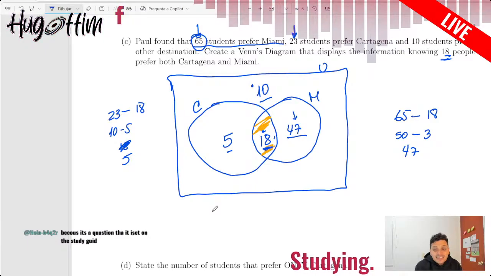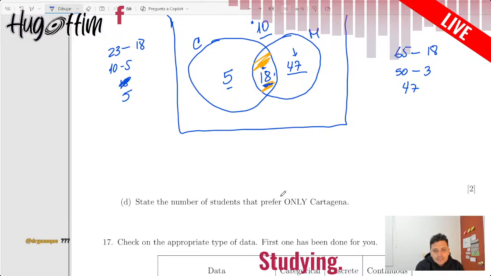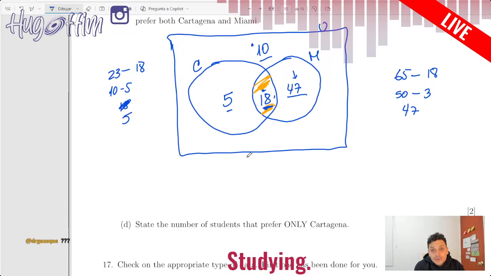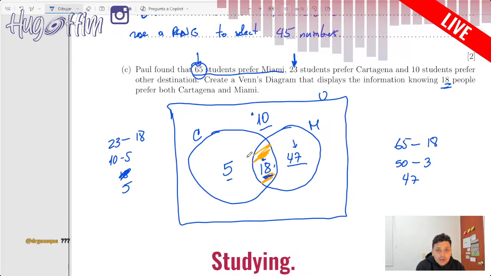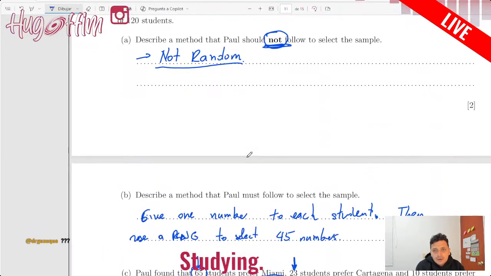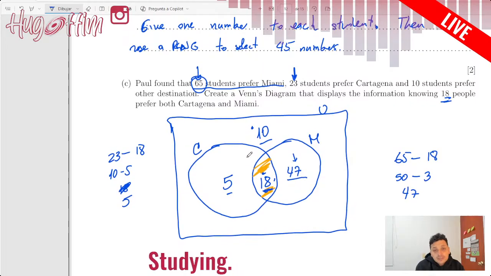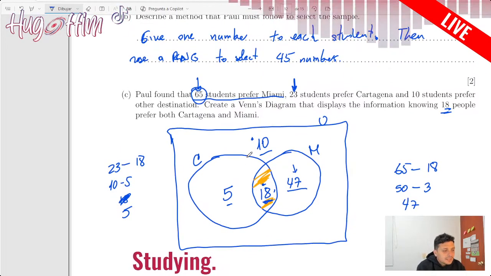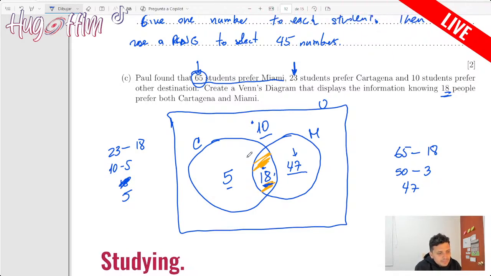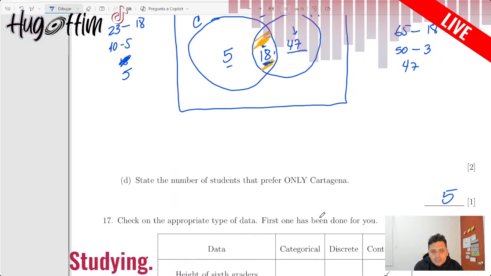Now with this Venn diagram, I can answer questions. For example, state the number of students that prefer only Cartagena. That would be 5. I can know with this information the total number of students that were asked. It says 120 students, right? Yes, sorry, 120 students. You see? Okay, that's how you work out this question.